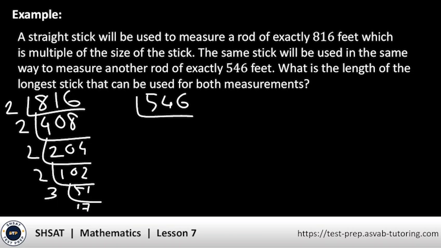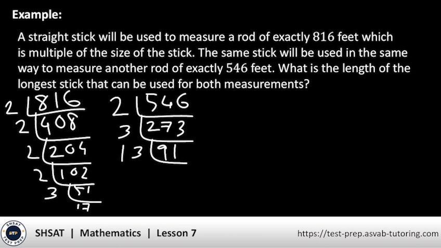Moving on to 546, that's 2. 2 2s are 4. 1 and 4, so that's 7. And then you have 3. 273 can be broken down with 3, right? So if you use 3, 3 times 9 is 27. 3 times 1. Again, you can use 3 for 91. Wait, can you use 3? No, I think you can use 13. Because 13 times 7 is 91.